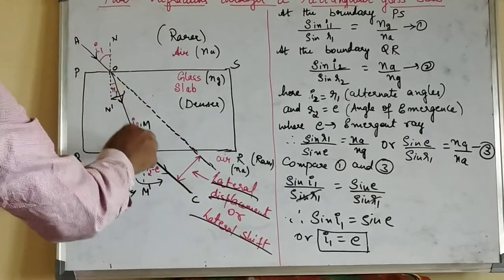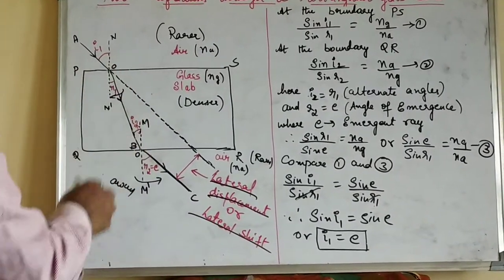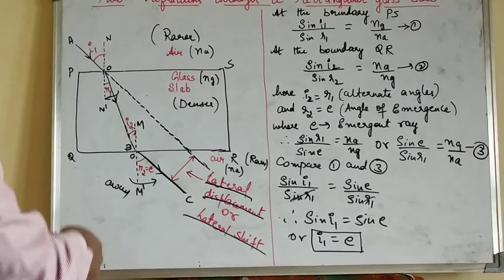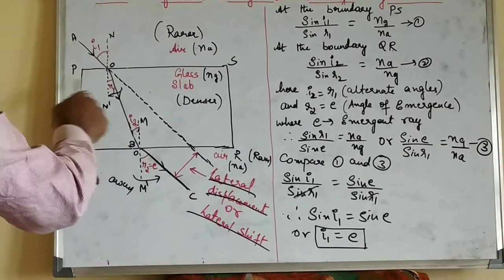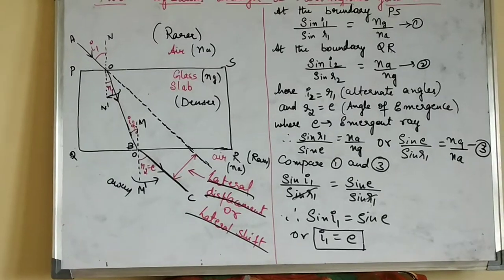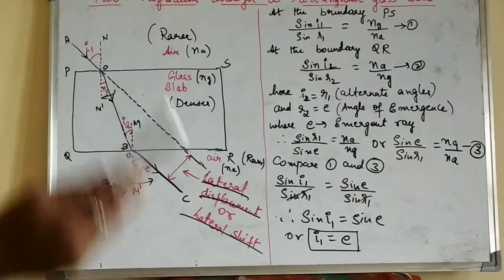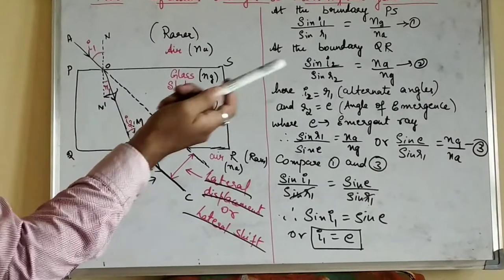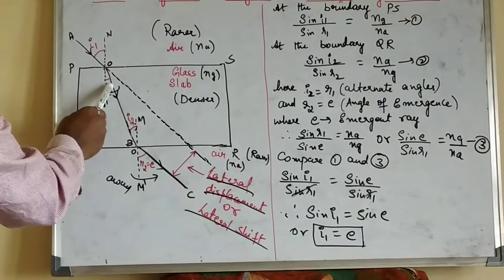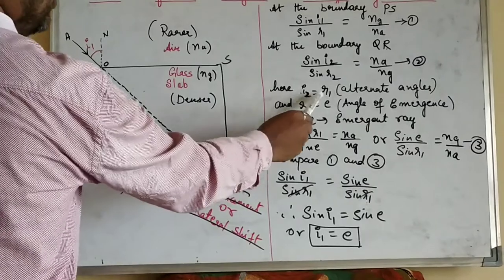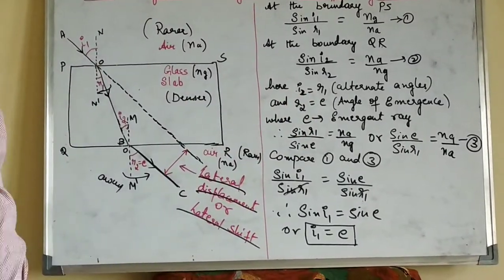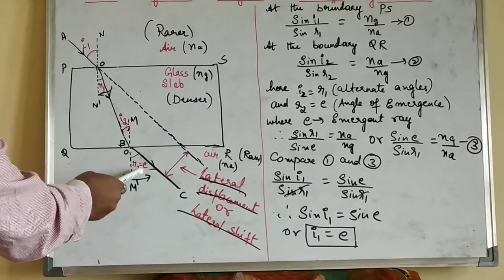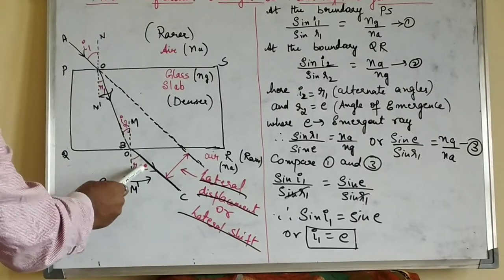We can see here, OB is the transversal. In mathematics we have learned, right? Whenever there is a transversal, you can expect many angles, that is, alternate angles, corresponding angles. So that's why we can equate them, that is, R1 is equal to I2. I2 is equal to R1, alternate angles.